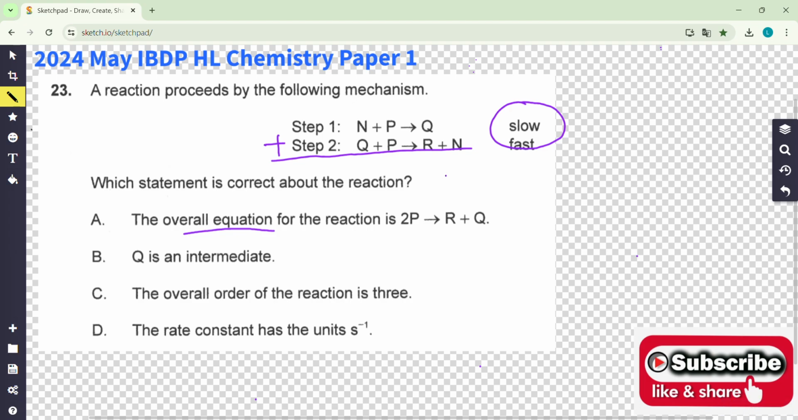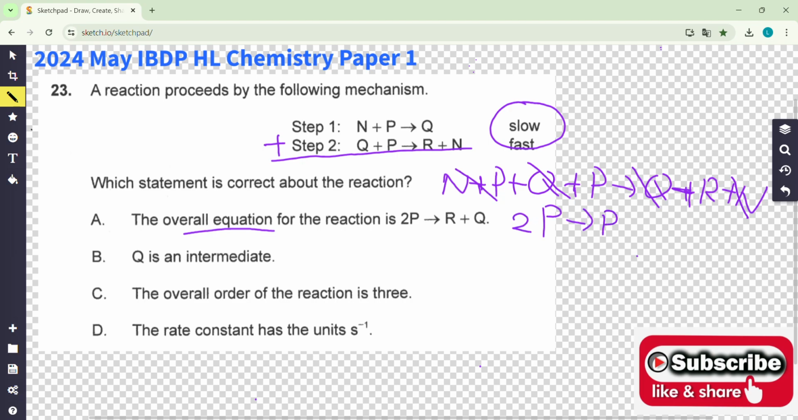Add them together: M plus P plus Q plus P becomes Q plus R plus N. Okay, and then see if anything on the two sides can cancel. Yes, Q can cancel out, N can cancel out. So the overall reaction is 2P becomes R. So is A correct? No. No Q here. So A is incorrect.